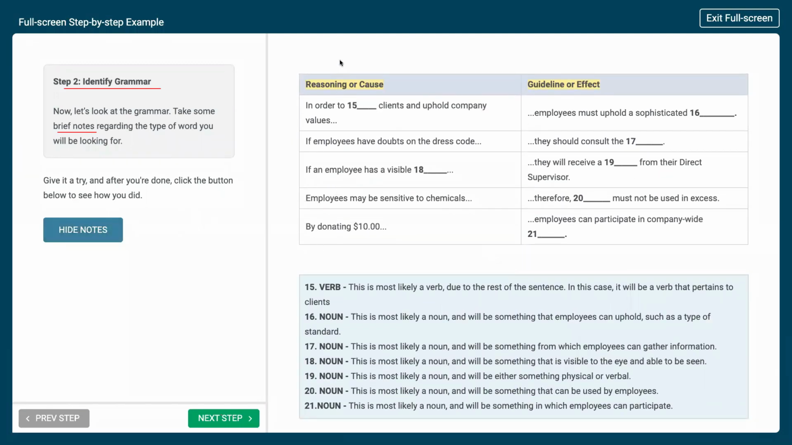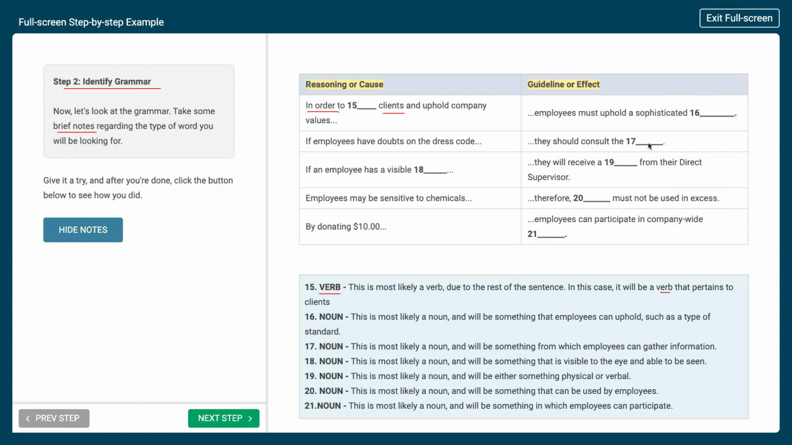Here we go. And I've looked at number 15. I think it could be a verb because it says in order to, and usually this means in order to do something, okay? Based on the rest of the sentence, that looks to be true, and it'll be some sort of verb that pertains to the clients.